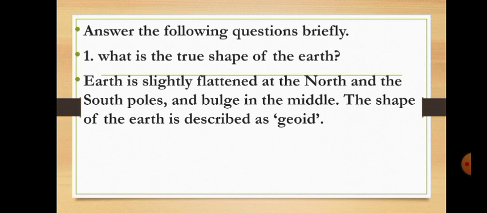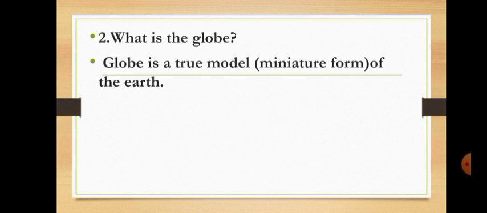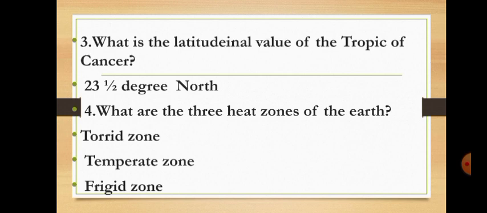What is the shape of the Earth? Earth is slightly flattened at the north and the south poles and bulges in the middle. The shape of the Earth is described as geoid. Next question. What is the globe? Globe is a true model or miniature form of the Earth.